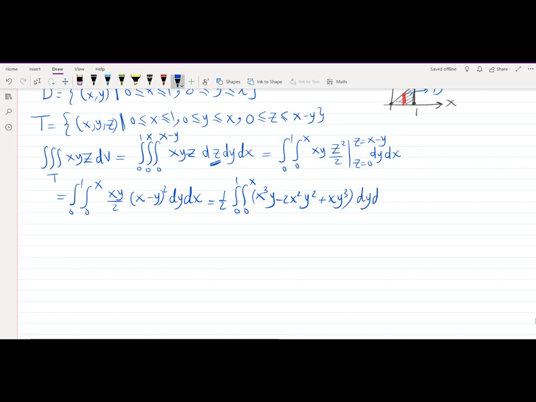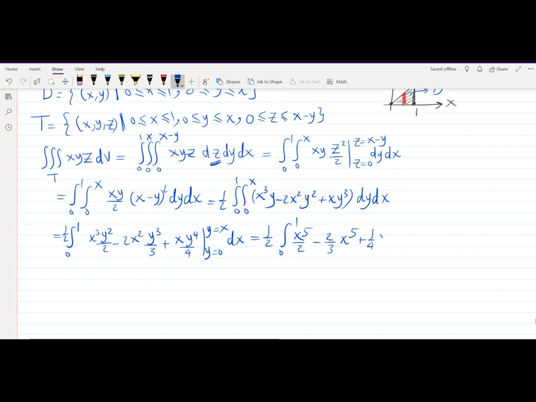So we secondly integrate with respect to y, so it will be integration of constant outside from 0 to 1, x cubed y squared over 2 minus 2x squared y cubed over 3 plus x y power 4 over 4 from y equals 0 till y equals x dx. After substitution, it will be half outside integration from 0 to 1, x power 5 over 2 minus 2 over 3 x power 5 plus 1 over 4 x power 5 dx.